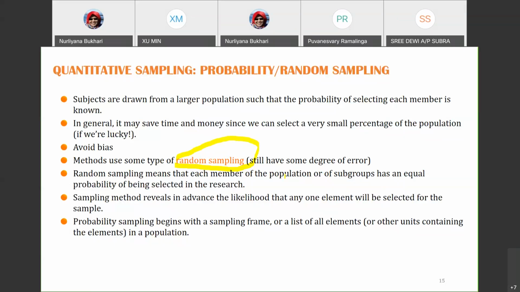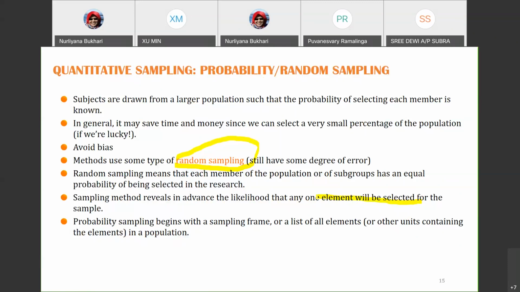So come early, or for example, I can just close my eyes and select 5 of you if we meet face to face in the class. That's random sampling. The sampling method reveals in advance the likelihood that any one element will be selected. So if we have 11, each of you has like what, 10% chance of being selected, or maybe 9%. Okay, 9 times 11, 99.